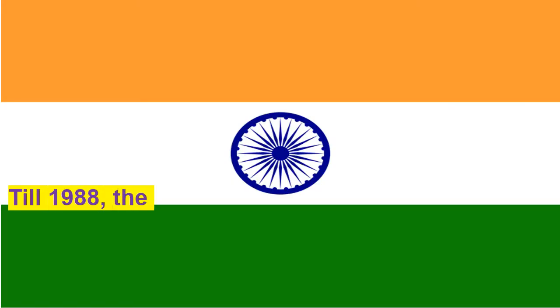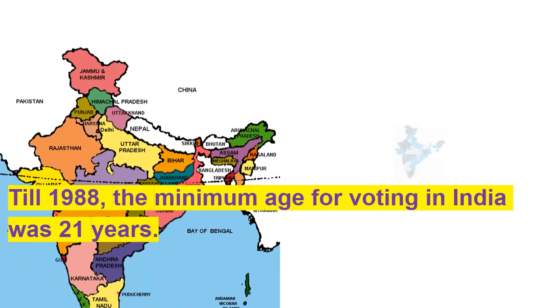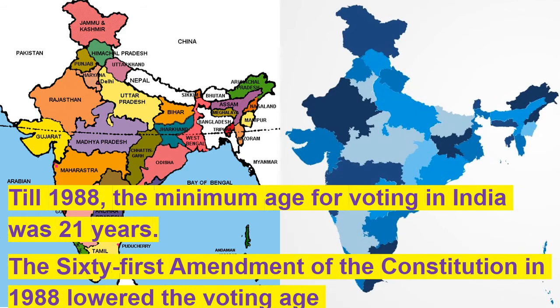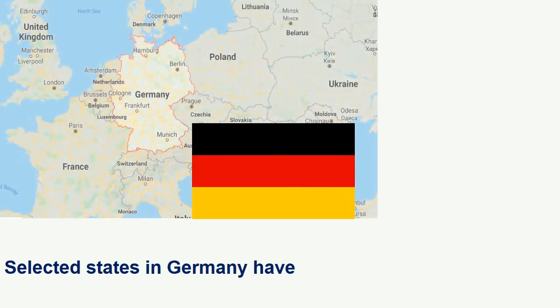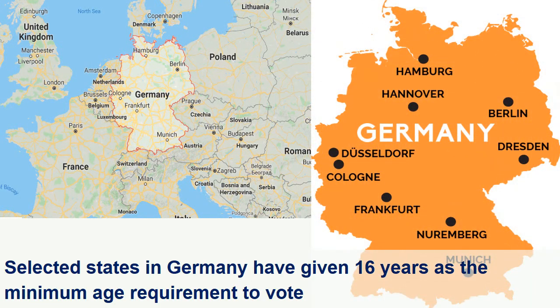Till 1988, the minimum age for voting in India was 21 years. The 61st Amendment of the Constitution in 1988 lowered the voting age to 18 years. Selected states in Germany have given 16 years as the minimum age requirement to vote in local elections.